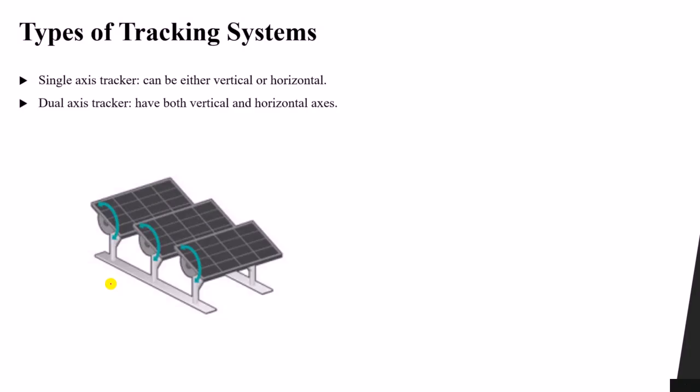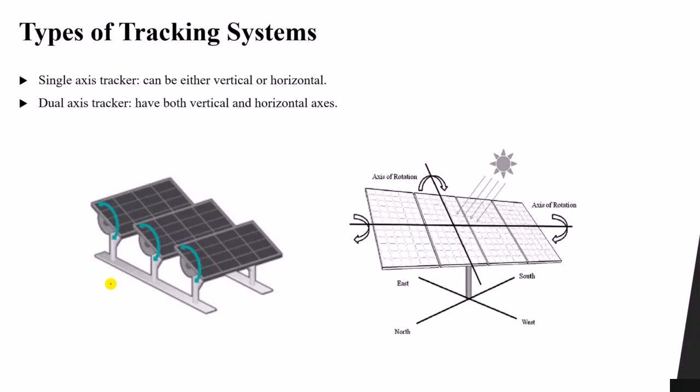The second one is a dual axis tracker, which has both vertical and horizontal axes. So you can see here, this one is a dual axis, which means that it rotates in the vertical and horizontal. You can see it can rotate like this and like this, and at the same time it can rotate up and down, in all of the directions. So of course the dual axis is much better. However, it means that we have more cost, or it is more expensive than the single axis.